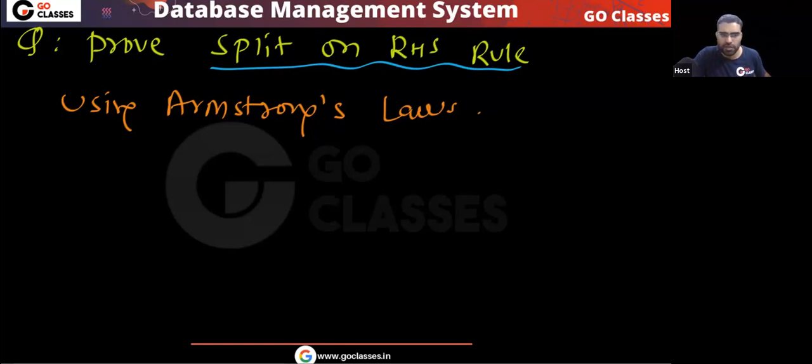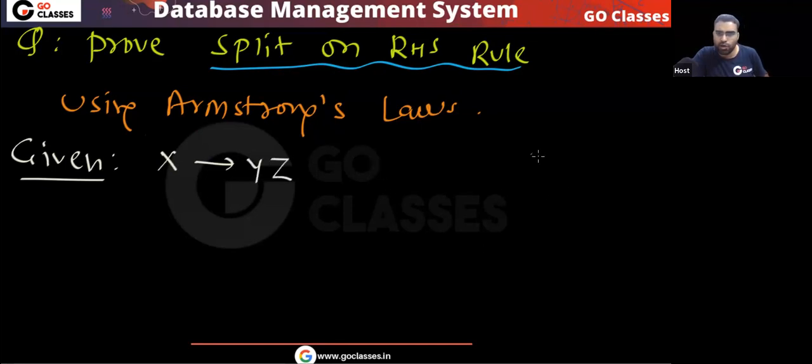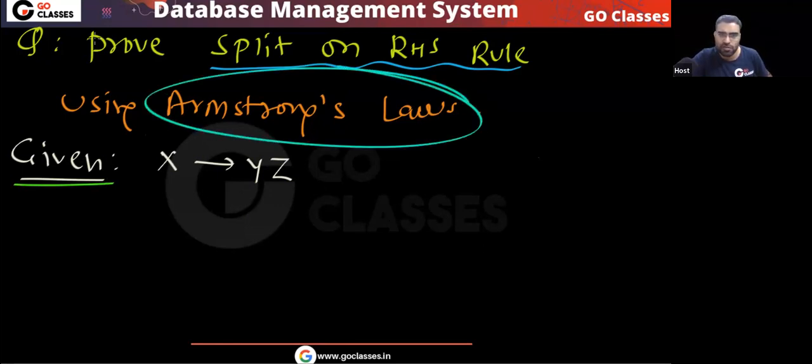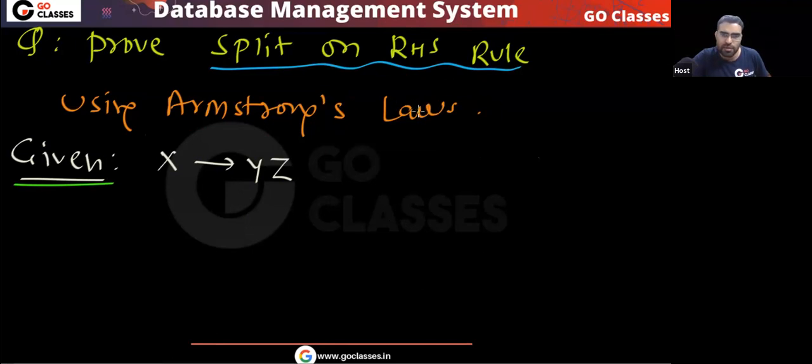So can we do that? See, what is given? It is given that X determines YZ. And what we need to prove is that X determines Y and X determines Z. Now, you can only use these three rules: either reflexivity (the trivial functional dependency), or transitivity, or augmentation. Those three Armstrong laws you can use.